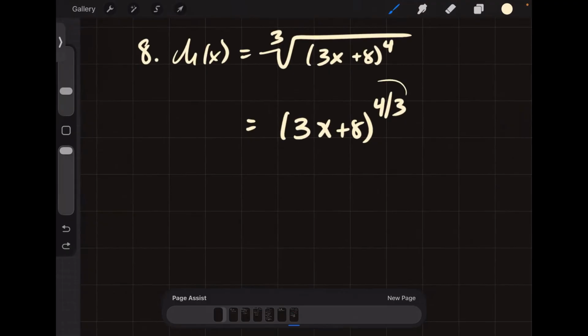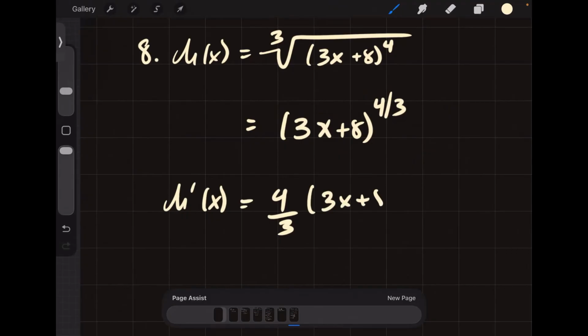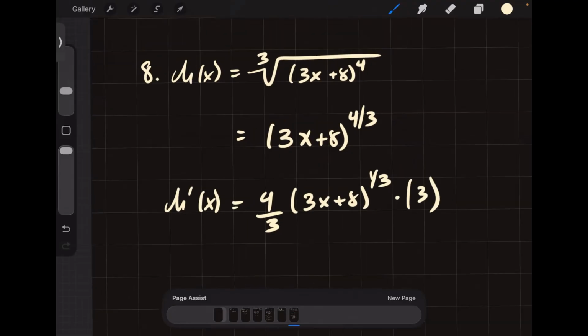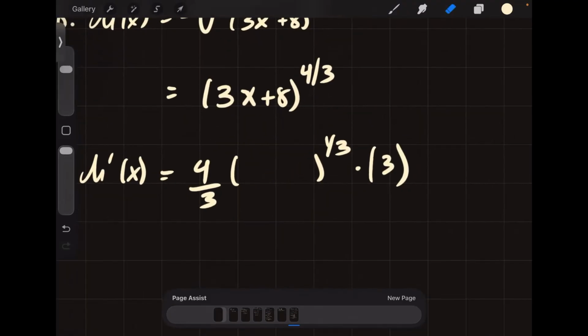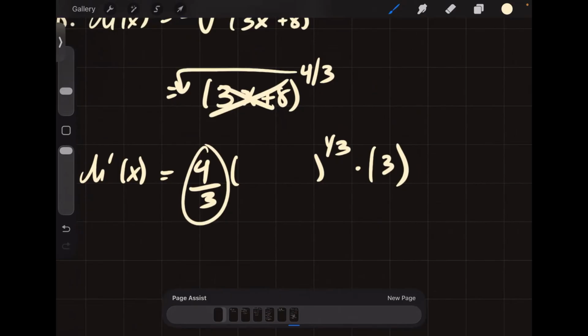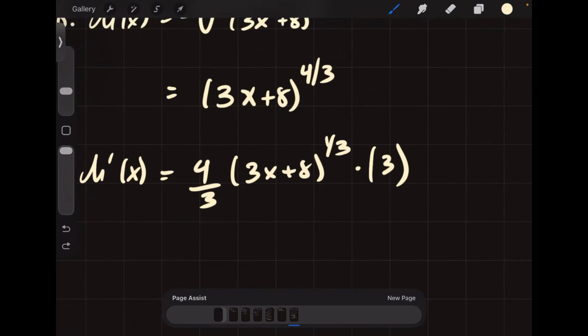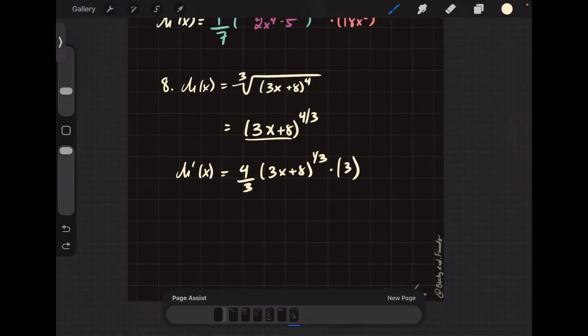That means that you can derive the outside, subtract 1, and then leave the inside alone, and then derive the inside, right? And that should give you h prime of x is equal to 4/3 (3x plus 8) to the 1/3 times 3. Typically what I do is I ignore this piece. I pop that out, and then I subtract over here, and then I write that piece in, and then I derive this and put it here. Okay. Yeah, these are all reasonable.